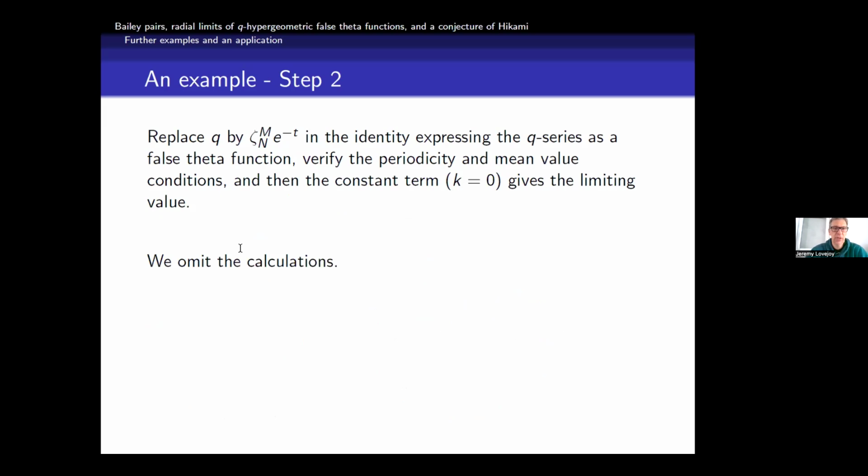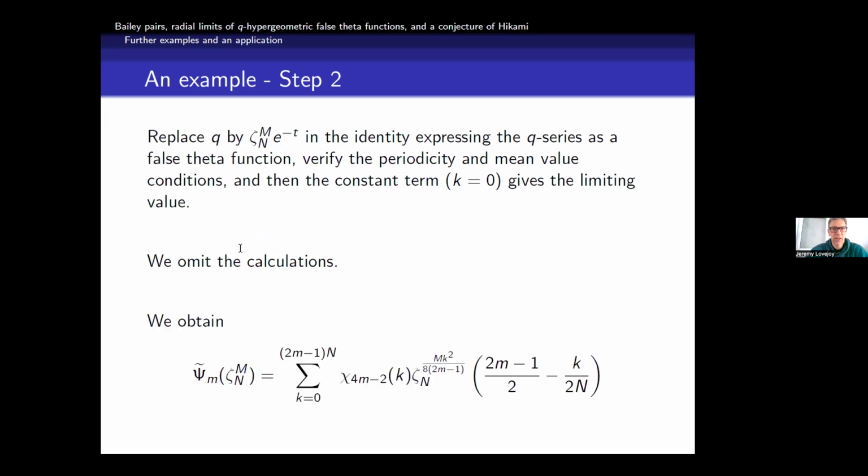So that's just a computation, which I omit, but I'll tell you what we get. C sub m tilde at zeta sub N to the capital M, where this is a primitive root of unity, odd root of unity, sorry. This is the formula. It's just something that you get.